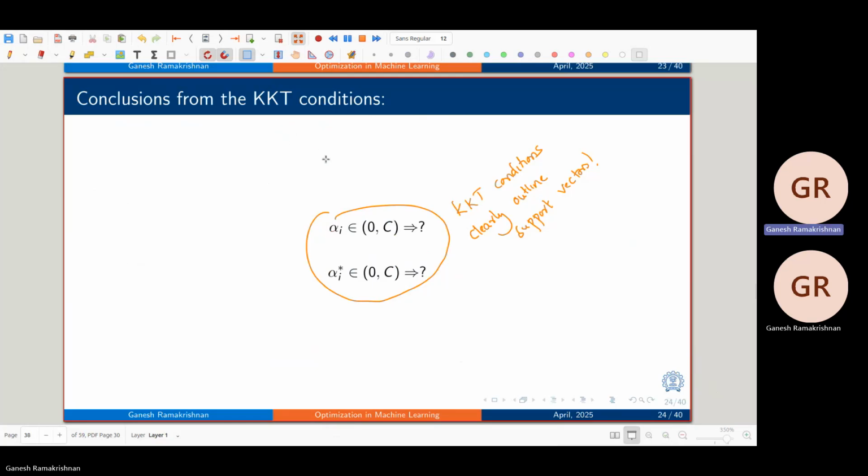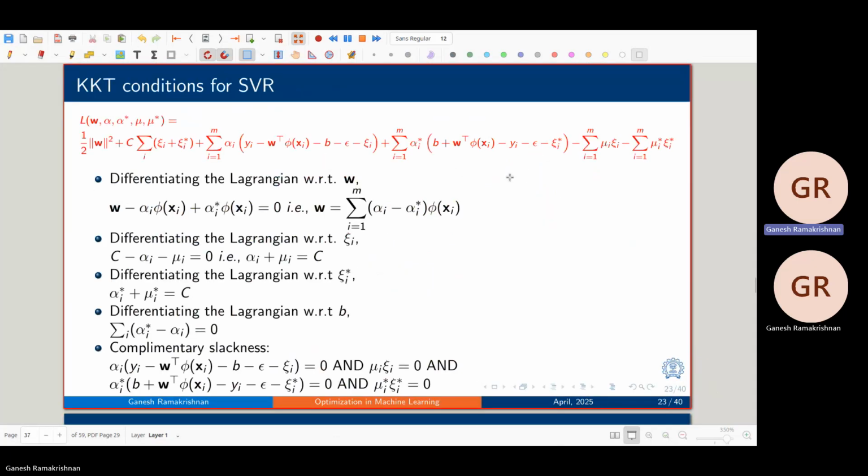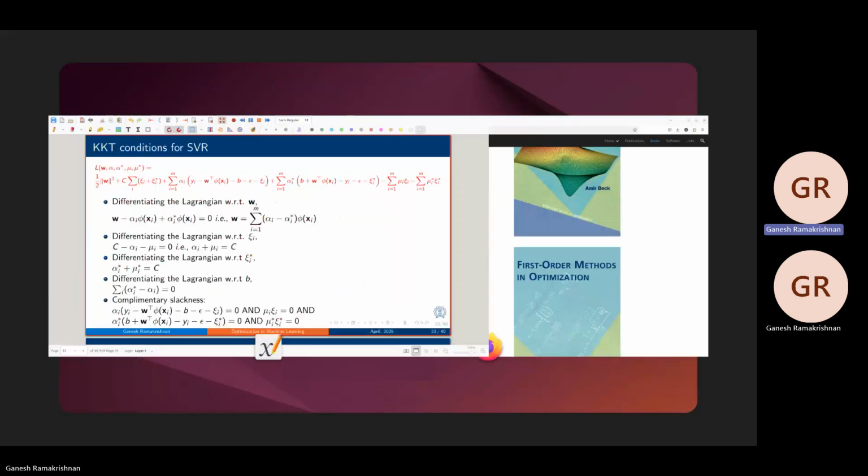Now, what happens is interesting. I just want to draw your attention to how this duality brings a very different degree of charm to this entire analysis. Alpha I turns out to be between 0 and C. If alpha I is between 0 and C, do you know what happens? Just based on the complementary slackness conditions, I go back to the previous. If alpha is between 0 and C, if alpha star is between 0 and C, you had complementary slackness conditions here.